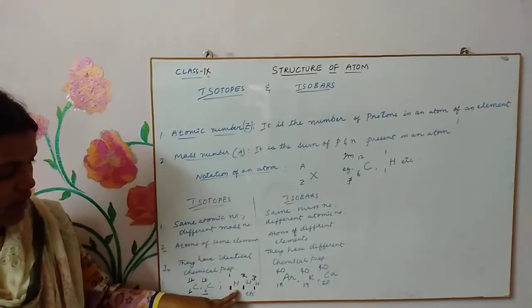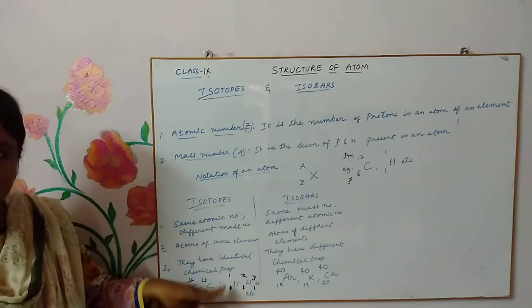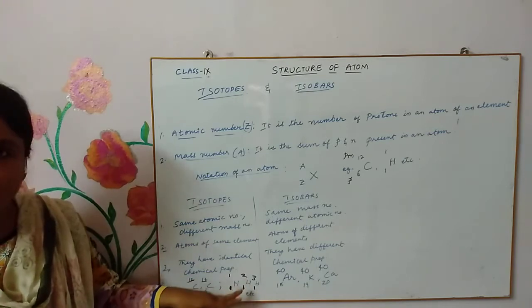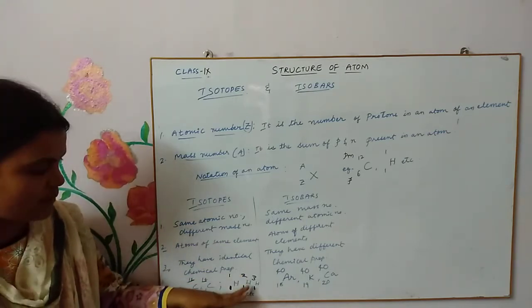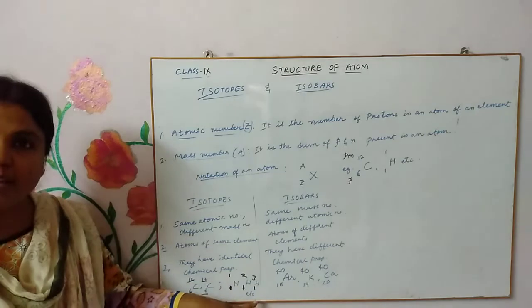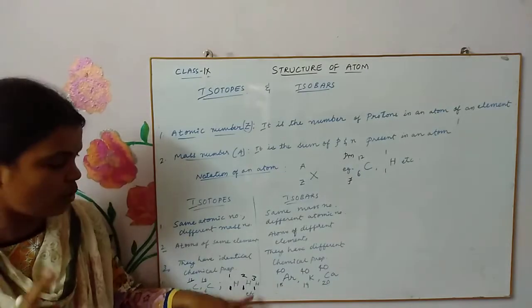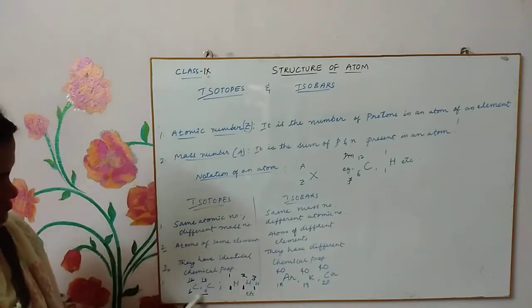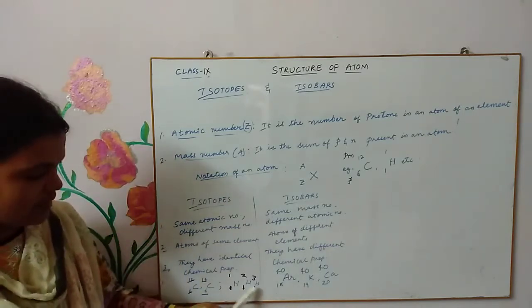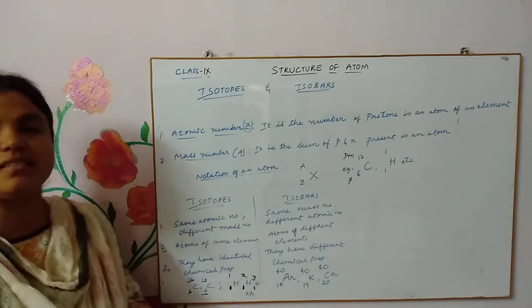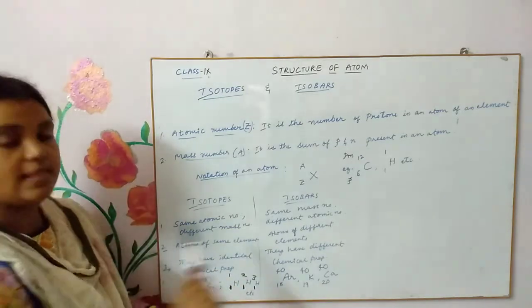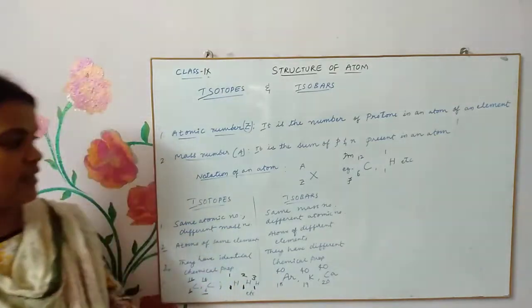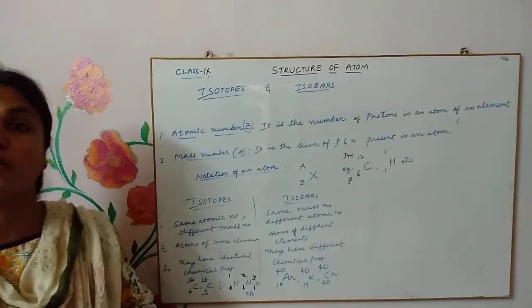So you can see here, H-1, no neutron is present. Here 2, that means 2 minus 1, 1 neutron is present. Here 3, that is 3 minus 1, that is 2 neutrons are present. So it's called tritium. These are the examples where the atomic numbers are the same and the mass numbers are different. Let us compare with that of isobars now.